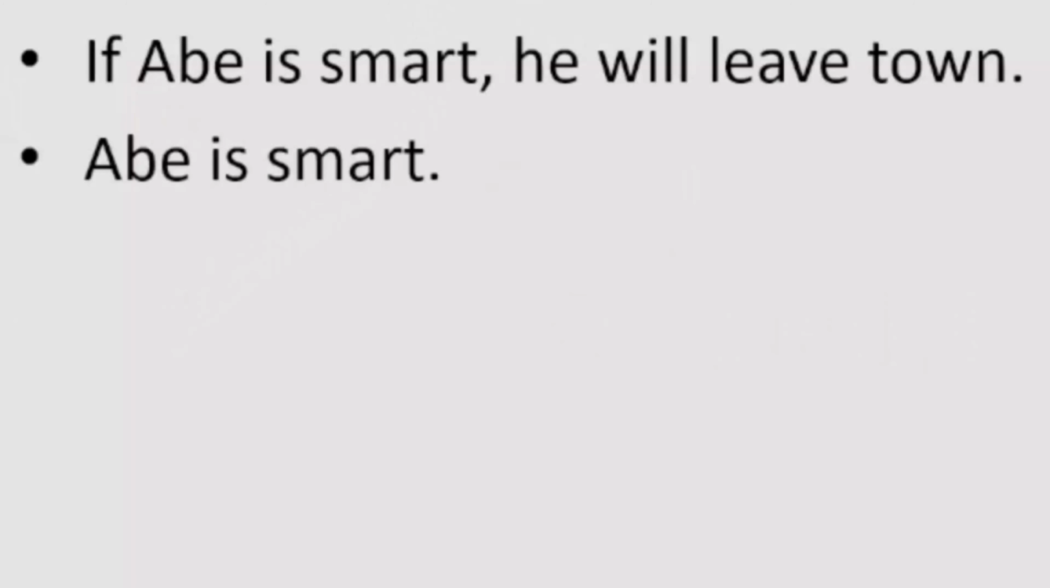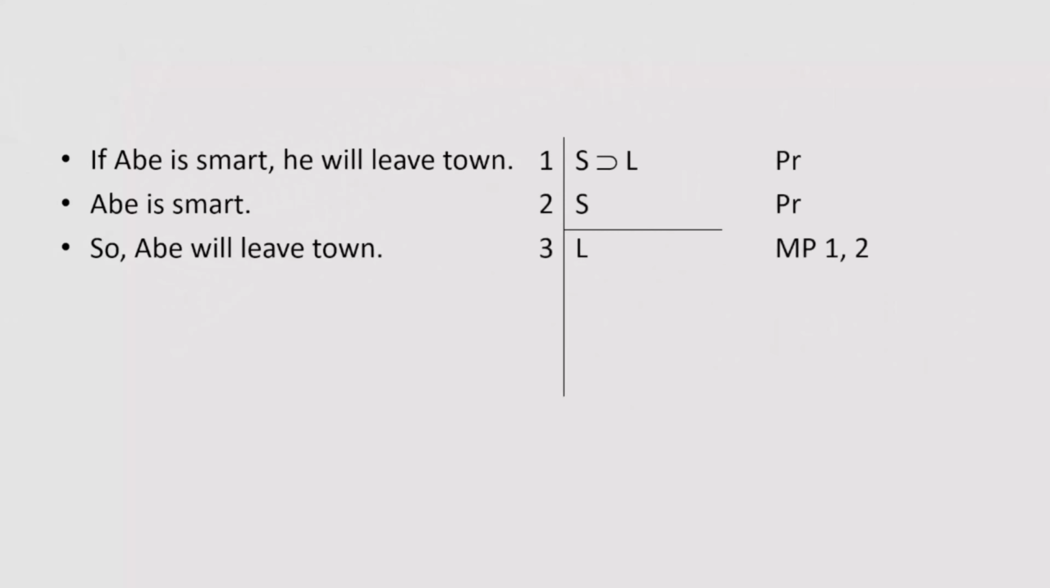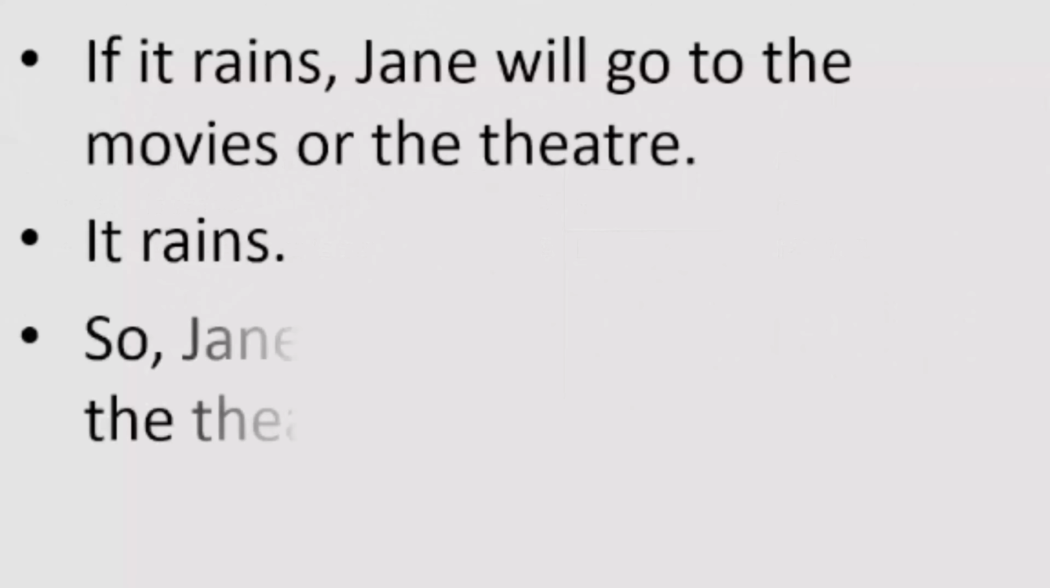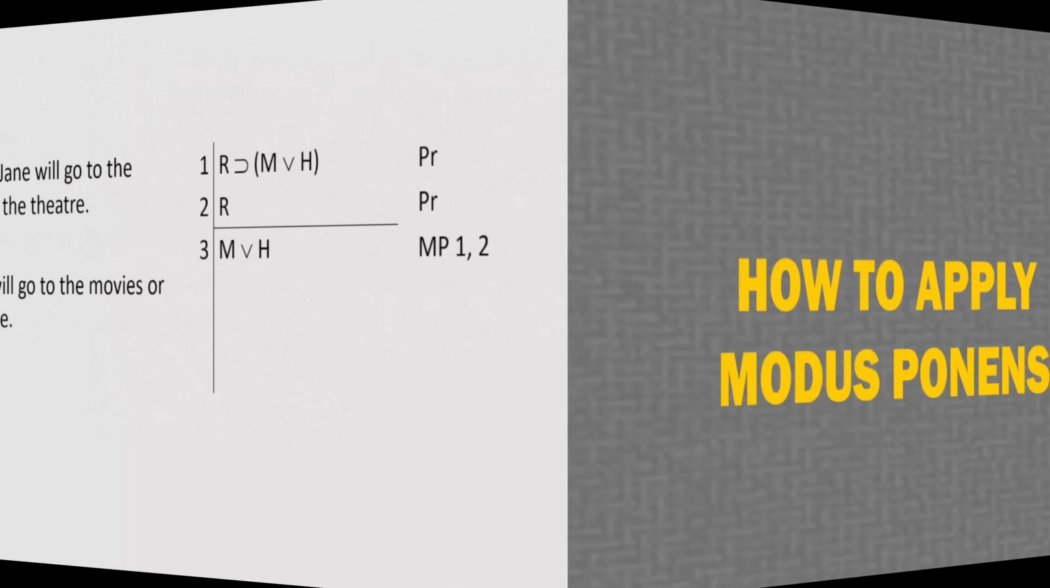Here are some intuitive applications of the rule. If Abe is smart, he will leave town. Abe is smart, so Abe will leave town. If it rains, Jane will go to the movies or to the theater. It does rain, so Jane will go to the movies or to the theater.